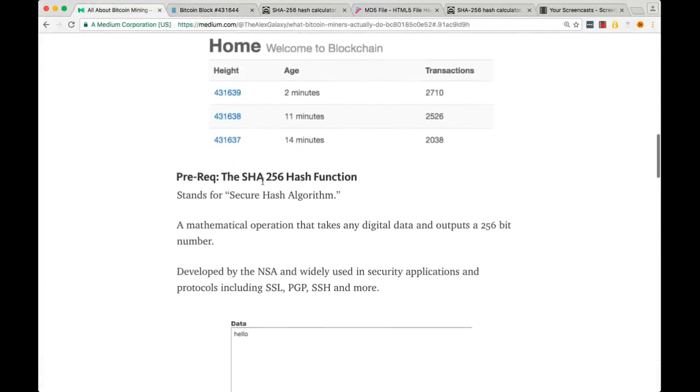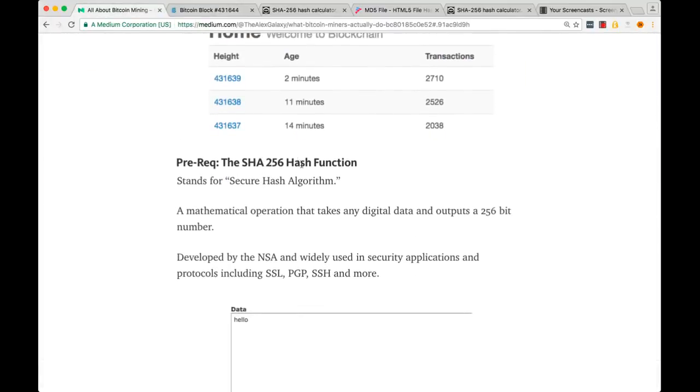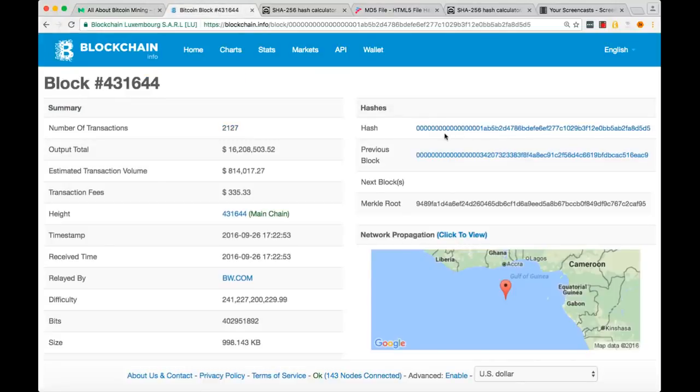So a little background, the SHA-256 hash algorithm. SHA stands for secure hash algorithm, and it's just a mathematical operation, a long one, that takes any digital data and outputs a 256-bit number. So that's 256 zeros and ones, or in hexadecimal, maybe 50 digits going from 0 to 9 and then from A to F. I can't remember.